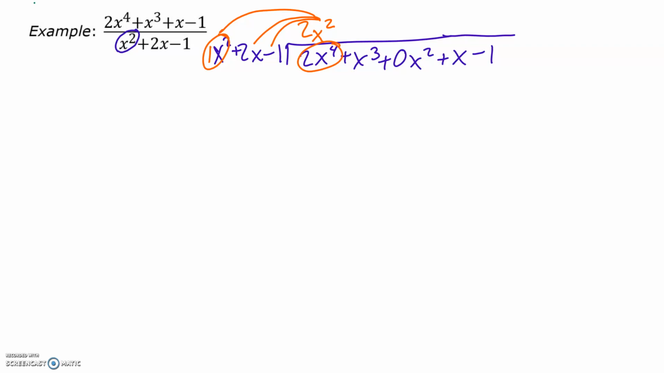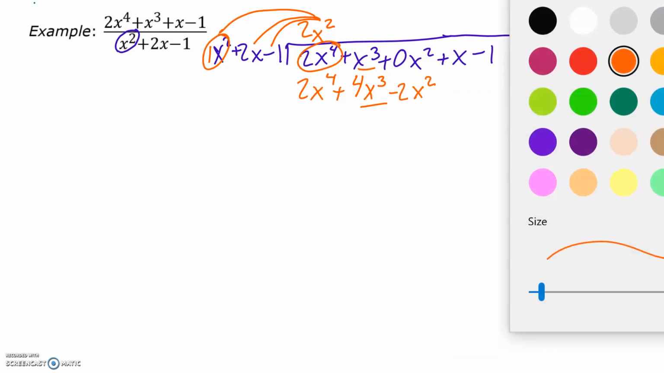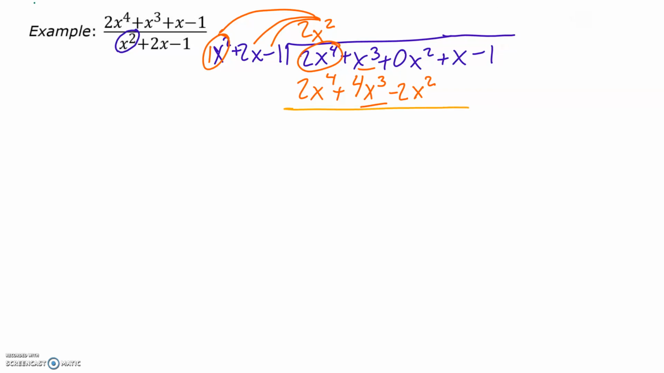So we end up with x squared times x squared, which is just going to be x to the 4th, plus x squared times 2x, which is just going to give us a positive 2x to the 3rd, which should line up with our x to the 3rd here. Okay, now next step is x squared times negative 1, which would just end up being negative x squared. Next step, we're going to subtract, so we change the signs. Instead of a negative, we end up with a positive. Instead of a positive, we end up with a negative.